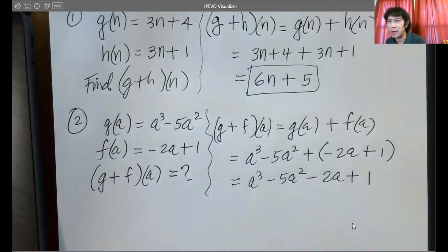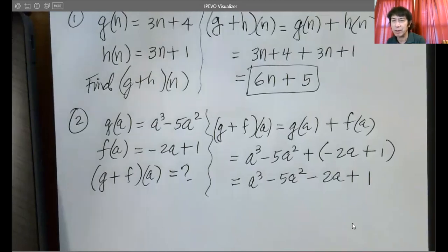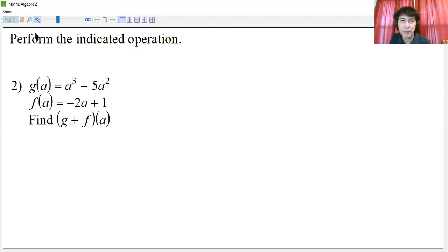Since you cannot combine any terms there, as degree 3, degree 2, degree 1, and the number. All right, we shall verify the answer on the other screen. We should be able to check that over here. And this goes to number 2. There, that's what we have in the paper: A cubed minus 5A squared minus 2A plus 1.